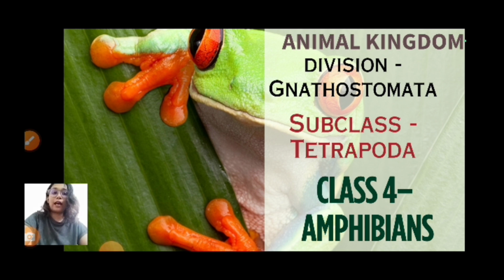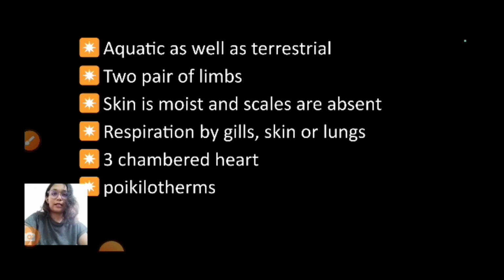So amphibians fall under the division of Gnathostomata, meaning animals which contain jaws. Then it is under the subclass called tetrapods, meaning they are having limbs. So let's see the characteristic features of this class, amphibians.